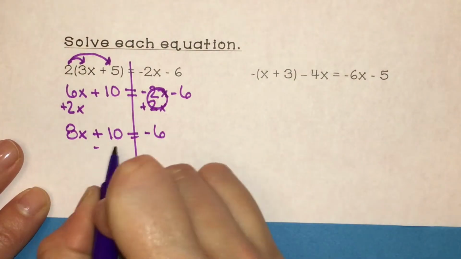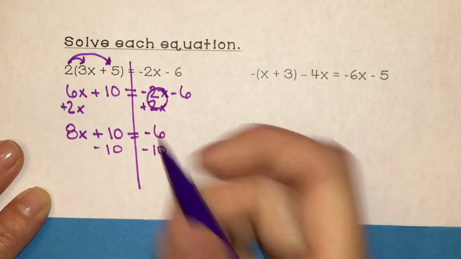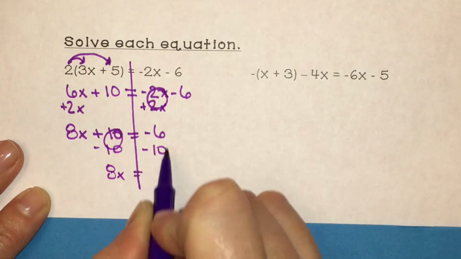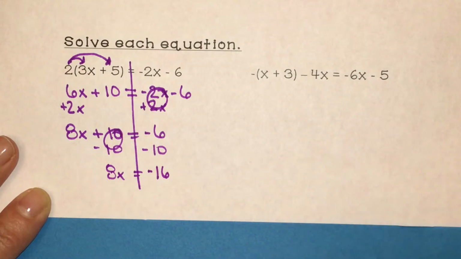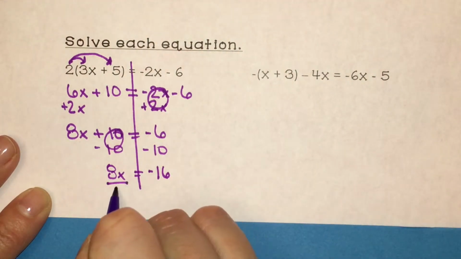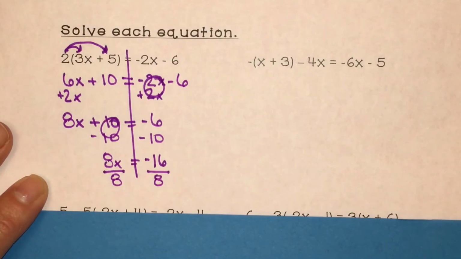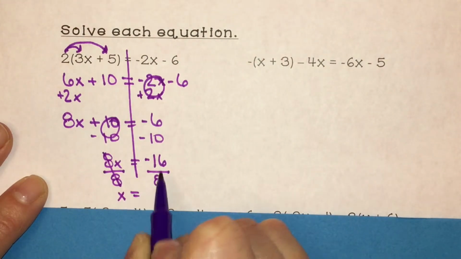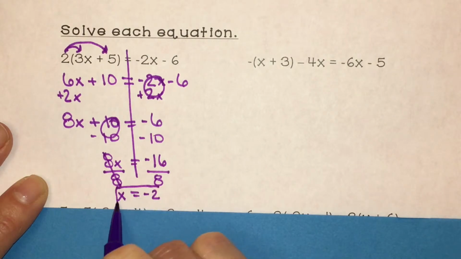We're going to subtract 10 from both sides because that plus 10 is by itself and I need to move it. 10 minus 10 is 0. Bring down the 8x equals negative 6 minus 10 is negative 16. X is being multiplied by 8. I want it by itself, so opposite of multiplying by 8 is dividing by 8. Anything I do to one side, I must do to the other. 8 divided by 8 is 1, so I'm left with my 1x equals negative 16 divided by 8 is negative 2.